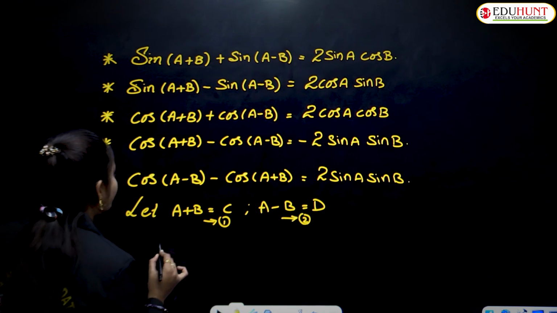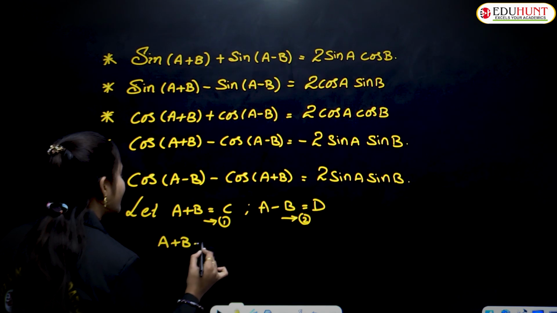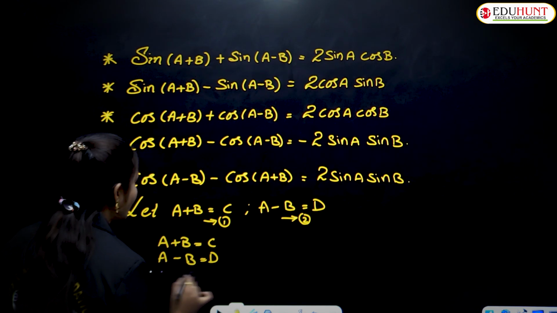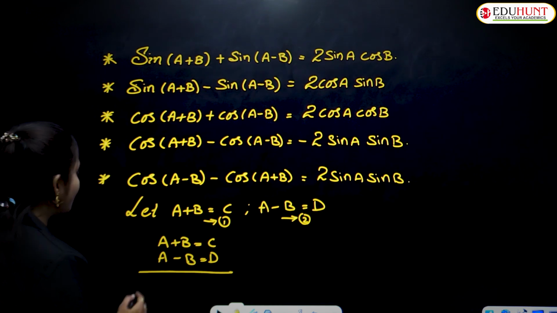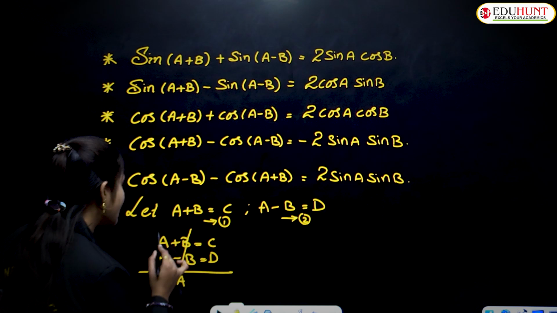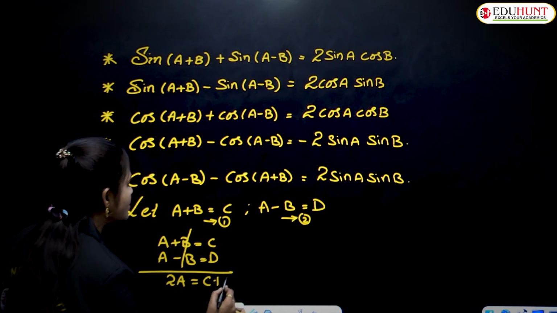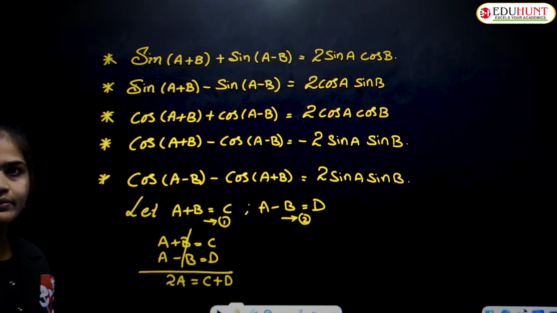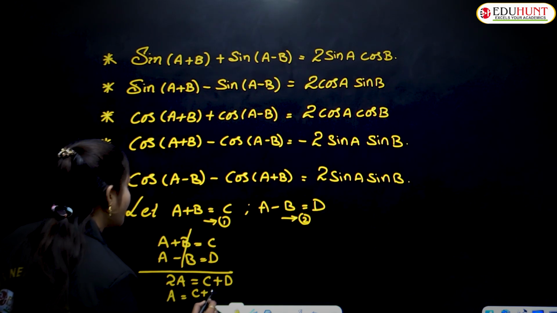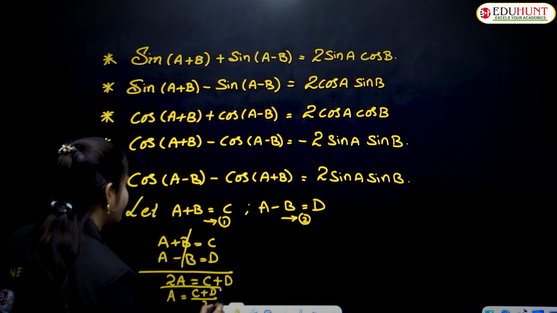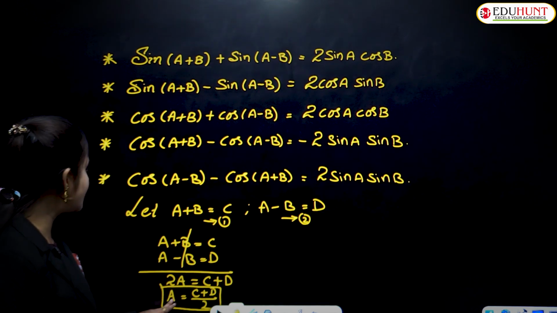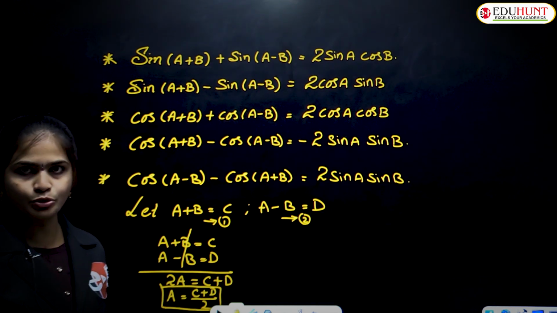Okay. So here first I want to take the addition. A plus b is equal to c, a minus b is equal to d. While adding, what will you get? Plus b minus b gets cancelled. So a plus a is 2a, which is equal to c plus d. 2a is equal to c plus d. And in the same way, a is equal to c plus d by 2. So here we get a is equal to c plus d by 2.